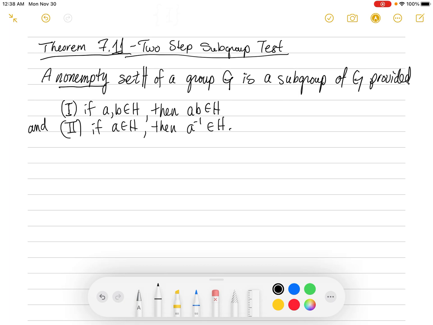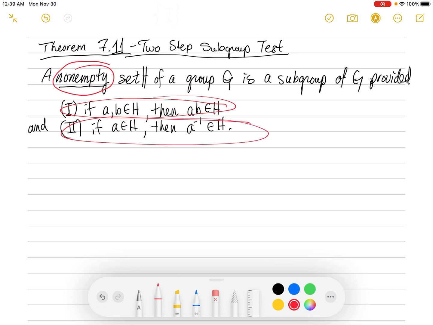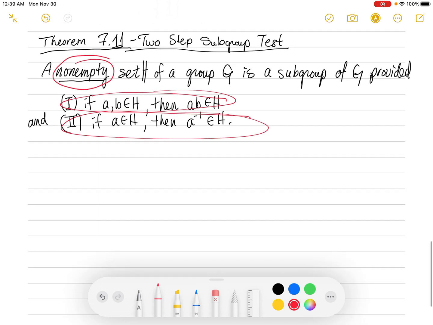Number one, if a and b are in H, then a times b is in H. And number two, if a is in H, then a inverse is in H. So basically there's a three-step process of showing something's a subgroup. First you have to show H is non-empty. Then you have to show closure. And then you have to show for every element in H, there's an inverse in H. So it's really a three-step process, but they call it the two-step subgroup test.